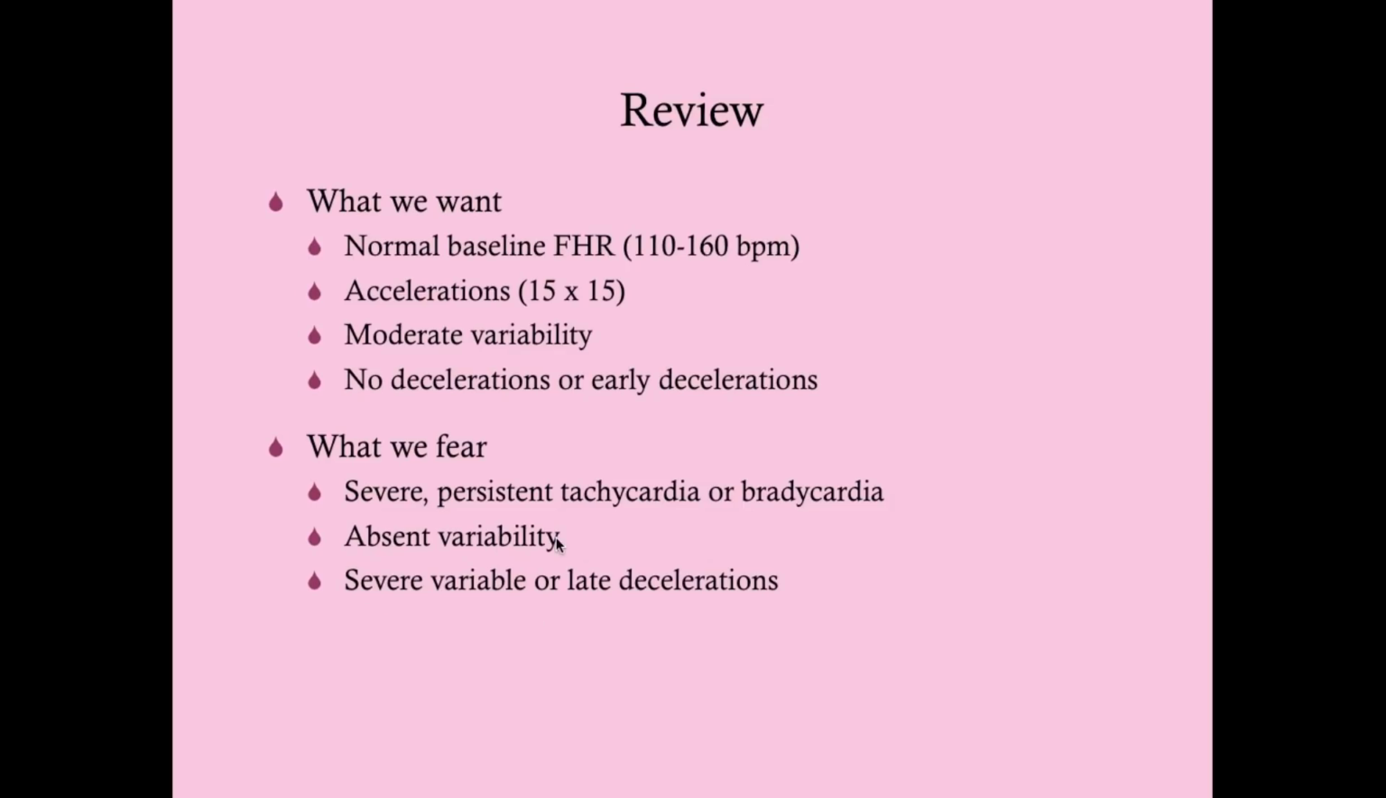What else? Absent variability. Remember, absent variability is a sign of inadequate interplay between the sympathetic and parasympathetic nervous system. And so that is not a good thing. And then, of course, severe variables or late decelerations. Okay? So remember that those late decelerations are very ominous, and almost always they're an indication for a C-section to get that baby out ASAP, because it's better off having its own oxygen that it breathes in than relying on that placenta. Late decelerations indicate a placental problem, a uteroplacental insufficiency, resulting in hypoxia and acidemia, although there can be other causes.